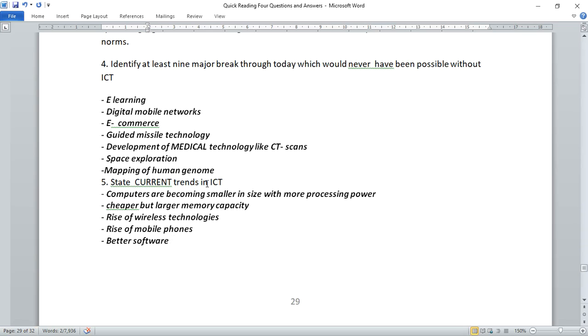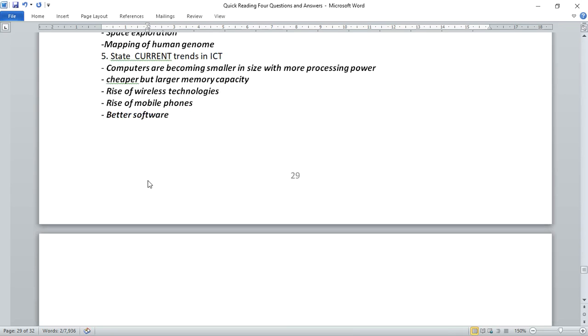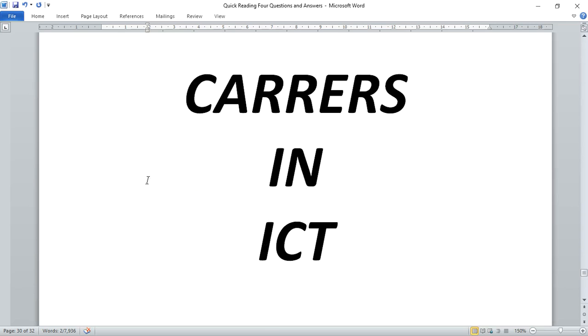State 5 current trends in ICT. When you talk about trends, these are the things that are really happening. Number 1, we are getting better software. There is rise of mobile phones. There is rise of wireless technologies. There is cheaper but larger memory capacities, that is of the computer memories. Computers are becoming smaller in size with more processing power, among others. You can add like 5 things.